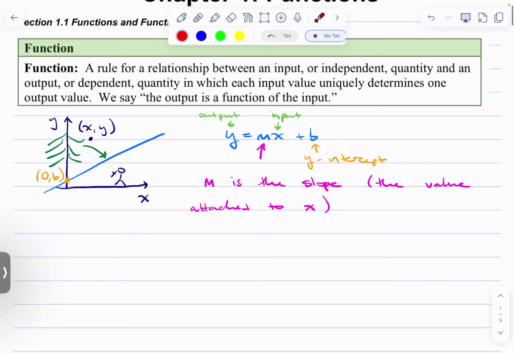But anyways, okay. So a function takes an input, right, or an independent variable, and it yields an output. The output is a function of the input. So in the case of a line, multiplying by the slope and adding the y-intercept, that's the function. It kind of manipulates your input and spits out the output.